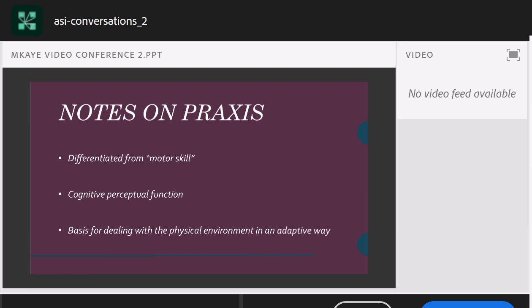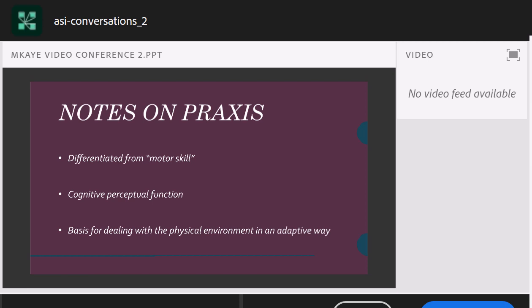When we think about praxis, in contrast, we also think about this idea of coming up with an idea and coming up with a plan and executing that plan. So it's a much richer and deeper concept than motor skill, although motor skill is necessary for the execution phase. And the basis for dealing with the physical environment in an adaptive way is another way of looking at what is praxis.